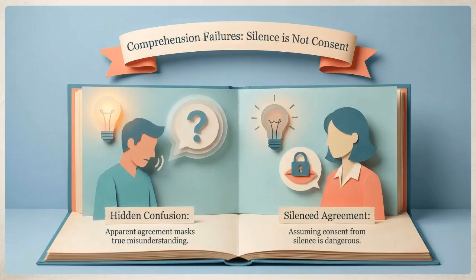Building on the idea of true understanding, we must be acutely aware of comprehension failures. A common trap is assuming a patient's nod or silence signifies understanding or agreement. Often, a nod is a social reflex, a way to be polite or hide embarrassment about not grasping complex medical information. Silence can indicate being overwhelmed or intimidated, not consent. These surface-level cues are not valid substitutes for genuine comprehension. As healthcare professionals, we have a duty to look beyond these outward signs.